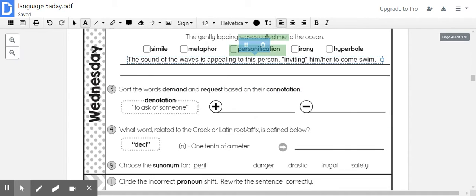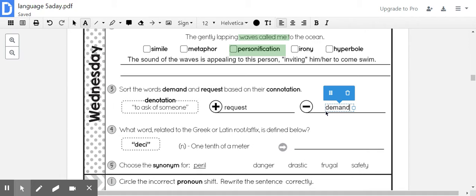All right, number three, sort the words demand and request based on their connotation. So their denotation or their dictionary definition is to ask of someone. They both have the same denotation, but their connotation, one is positive, one is negative. So when you request something, that would be a positive connotation, making demand a negative connotation.